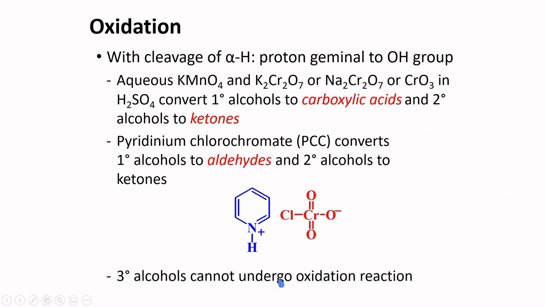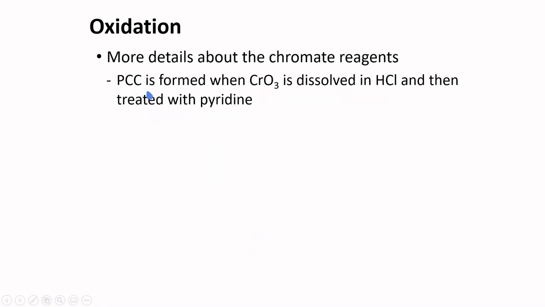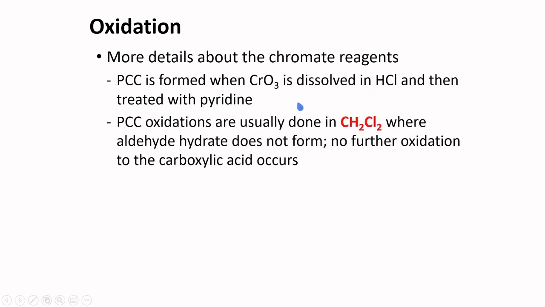Because tertiary alcohols do not have alpha protons, they cannot undergo this type of oxidation reaction. PCC is formed when chromium trioxide is dissolved in hydrochloric acid and then treated with pyridine. PCC oxidations are usually done in dichloromethane. Dichloromethane can be dried very easily, and dry solvents do not have water. This is to avoid the formation of the aldehyde hydrate, which is important in the formation of carboxylic acids.